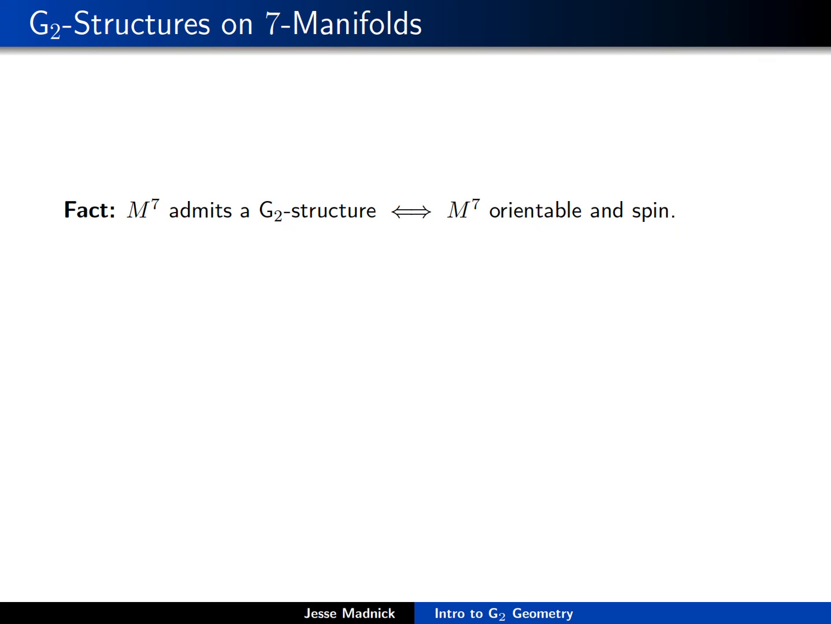Okay, so you might ask which 7-manifolds admit a G2 structure. This is a purely topological question. It's kind of like asking which manifolds admit an almost complex structure, right? That can be answered purely in terms of characteristic classes. So a 7-manifold admits a G2 structure if and only if it is orientable and spin, meaning that the first two Stiefel-Whitney classes vanish.